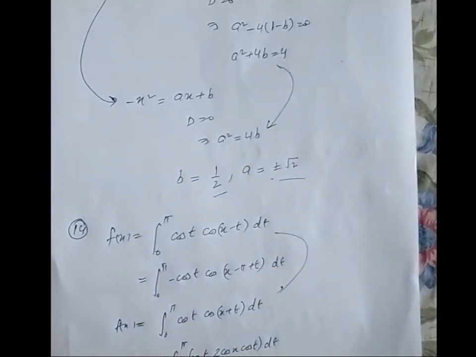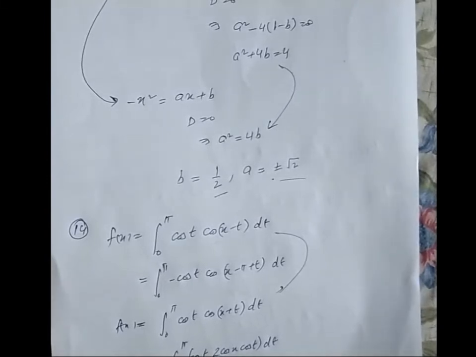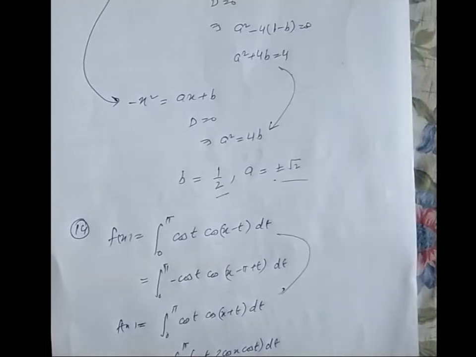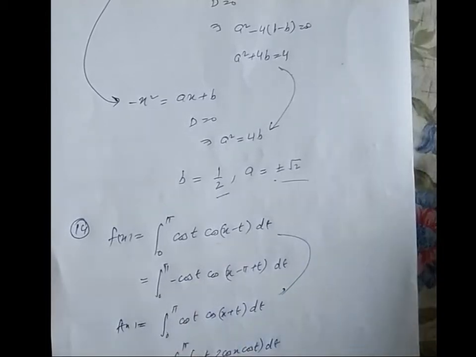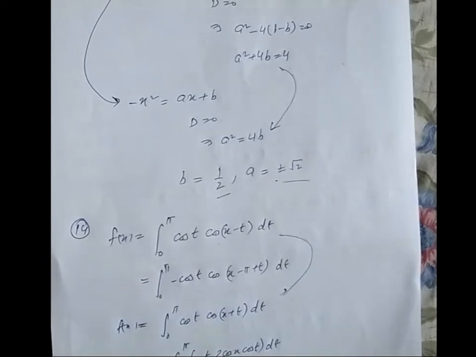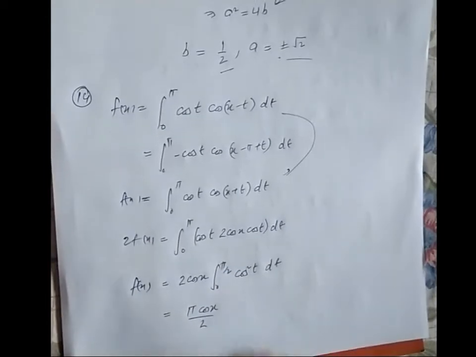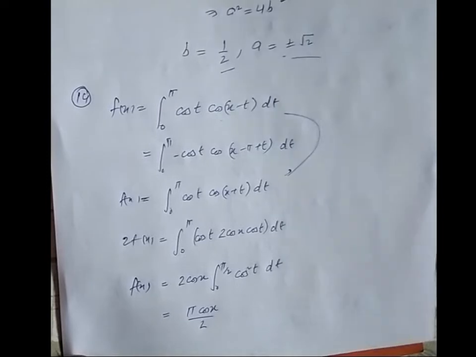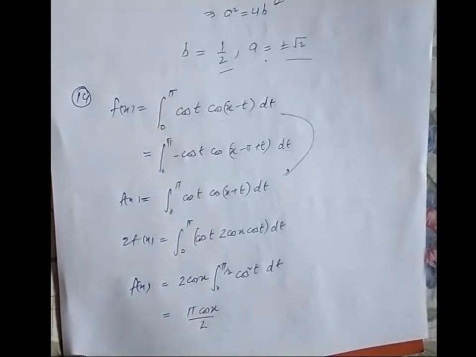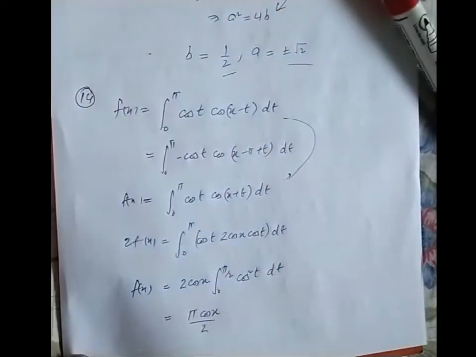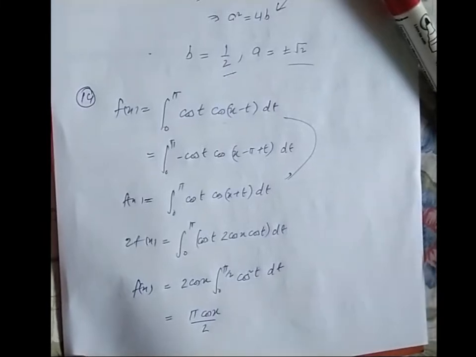So f(x) would be 2 cos x integration 0 to pi by 2 cos square t dt. We already know the value of this. Okay. Since we've got f(x) in a very much simplified form, we can comment on its continuity and differentiability. Now moving on to the next question, question number 15.